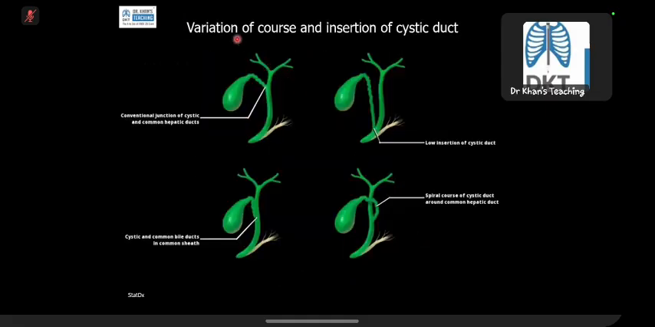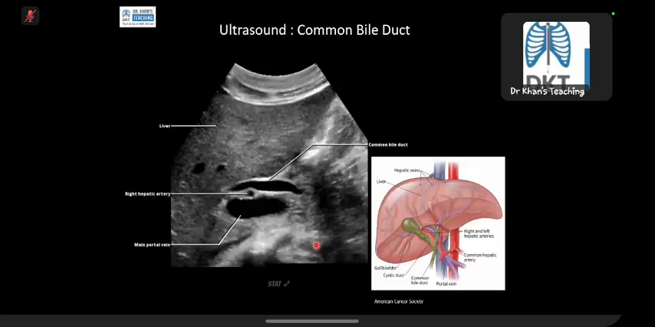Similarly, variation in course and insertion of cystic duct, a lot of variation. Look at this one. It is going here. So this is important. On ultrasound, this is that double barrel sign which I was telling you. This is where we measure. This is the CBD. Actually, this is common hepatic duct, but we call it CBD. Some of the purists in radiology say use the word common duct. But if you want to be very elaborate, you say extrahepatic biliary duct. It's all semantics.